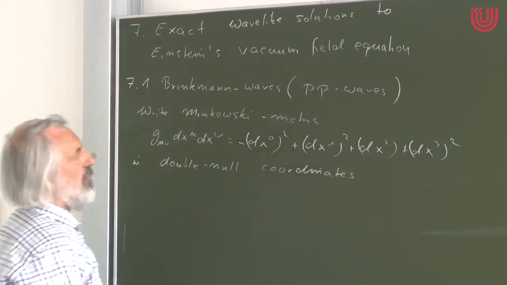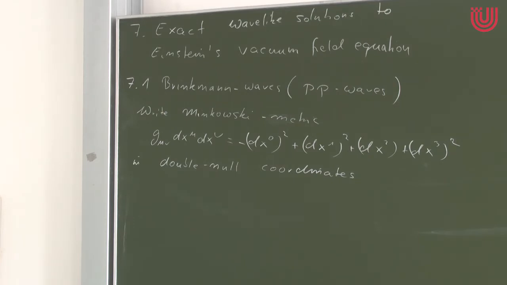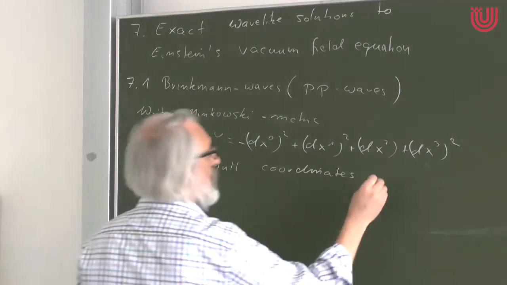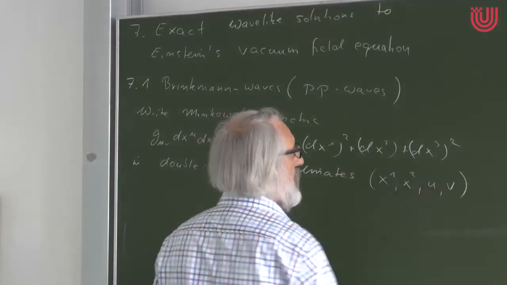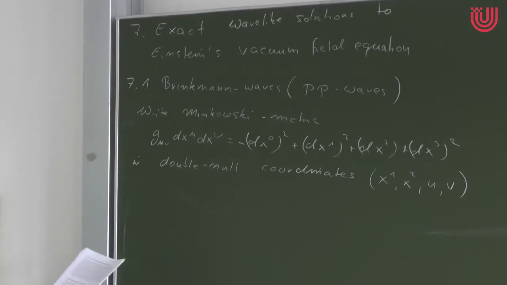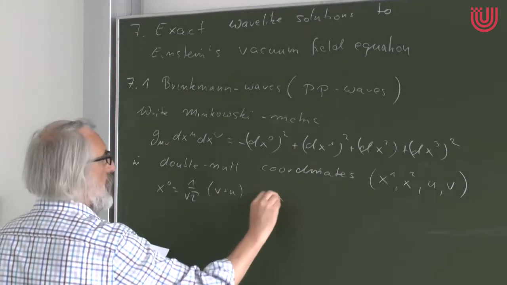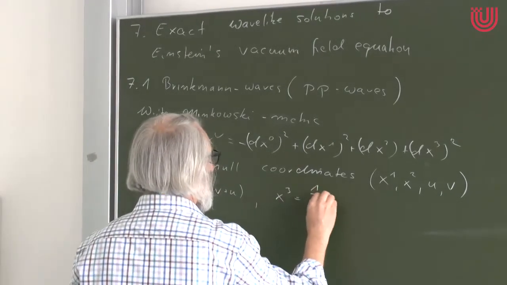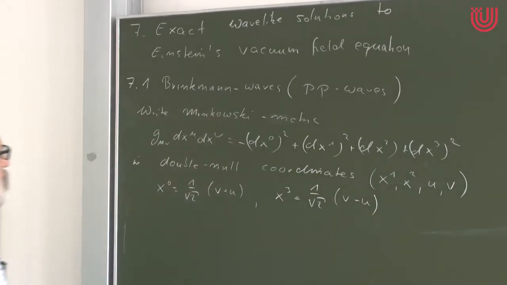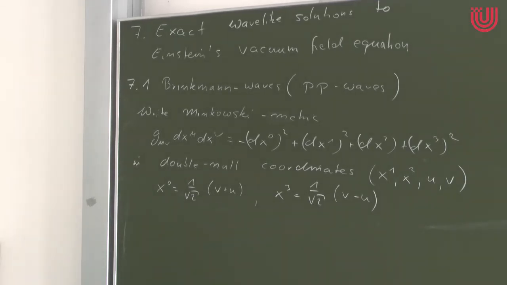So you leave the x1 and the x2, but you combine the other two. I call them u and v. I have to look up where the plus sign is. So the double null coordinates are x1, x2, u, and v. x1 and x2 are the ones which we already have, and u and v are defined in terms of x0 and x3. So x0 is 1 over root 2 times (v plus u), and x3 is 1 over root 2 times (v minus u). The meaning of the 1 over root 2 is, of course, that these things should be normalized. And then I will in a minute re-express the metric in terms of these new coordinates.